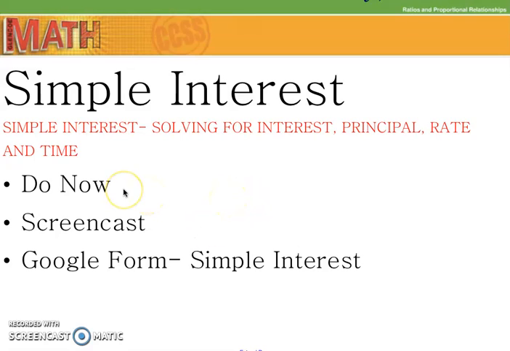Please remember to complete your Do Now, watch the screencast, submit your Google form, and then do a reflection of the day.